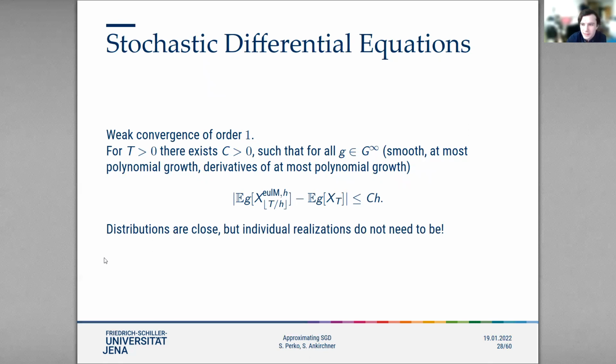So that means the distributions of the Euler method and of the solution of the SDE are close, but the individual realizations do not need to be. That means, for example, if we run a Monte Carlo method to estimate the mean by, let's say, simulating 100,000 paths for the Euler method and compare this with the mean of the SDE solution at some point, that will be close to each other, but the individual paths do not need to be. Okay.